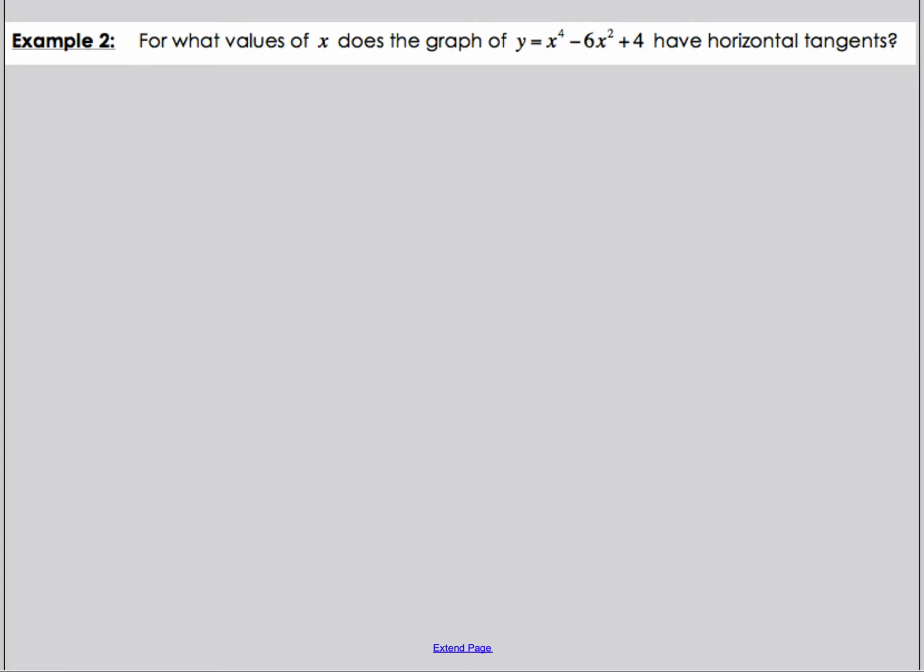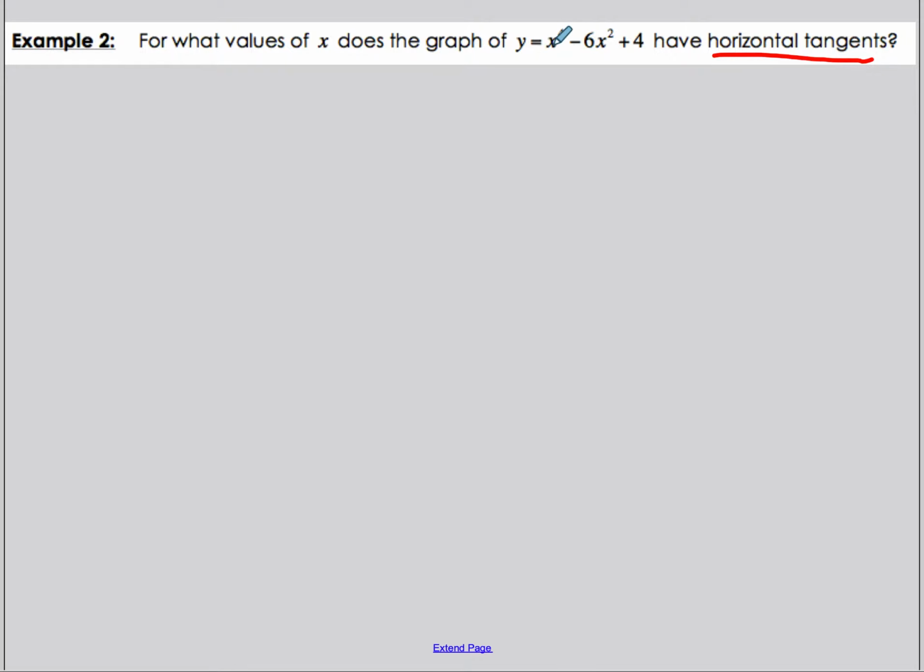Hello everybody, let's go ahead and look at example 2. So it asks for what values of x does the graph y equals x to the fourth minus 6x squared plus 4 have horizontal tangents. So what we need to do is decipher, well, what is this asking? Well, it's asking us to find horizontal tangents. So we have to figure out, well, what does that mean?